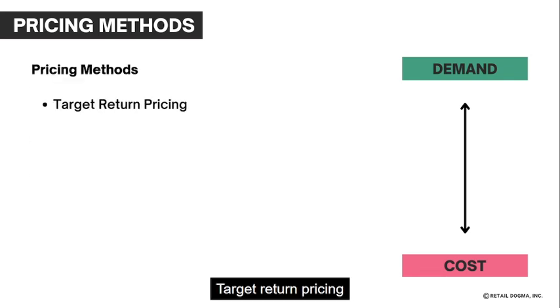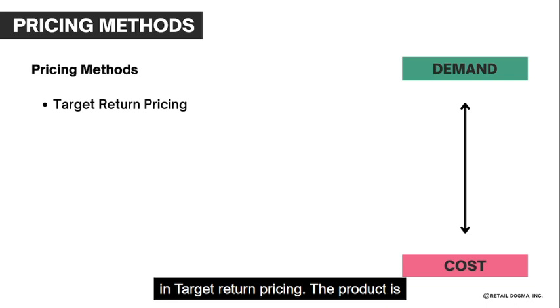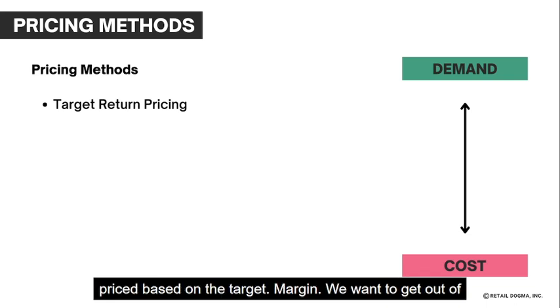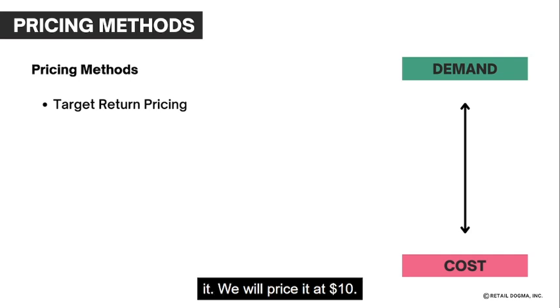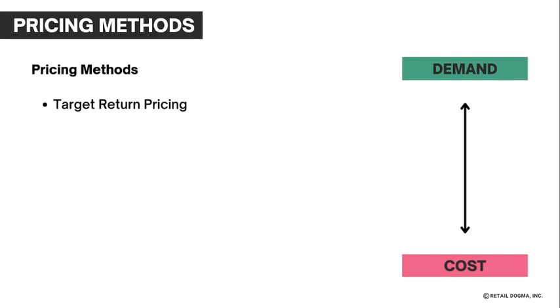Target return pricing. In target return pricing, the product is priced based on the target margin we want to get out of the product. For example, if an item costs $4 and we want to get 60% gross profit on it, we will price it at $10.